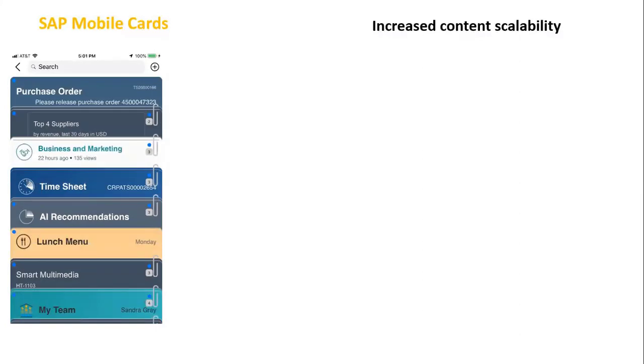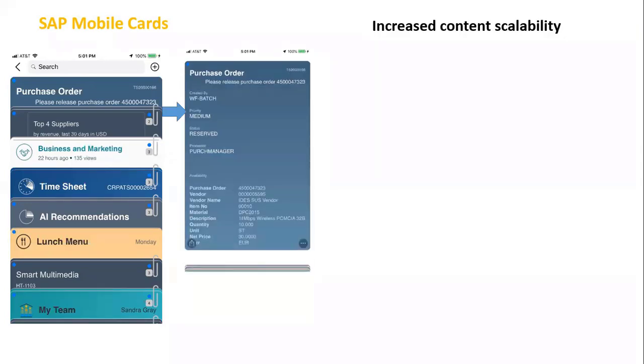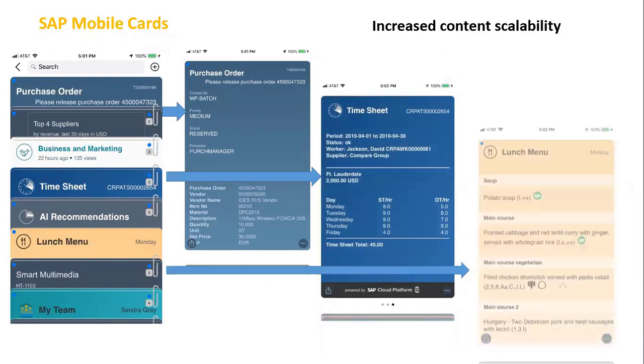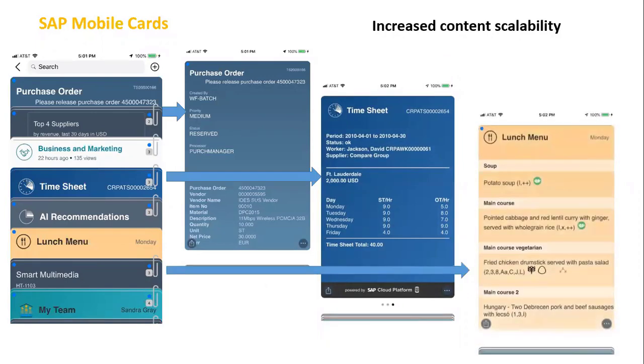Scalability has increased. Now SAP is introducing something called mobile cards. If you have seen the iOS Apple Wallet, this has a similar look and feel. Now instead of the tiles, you can have mobile cards, and each card represents a different app. This is for your purchase order app. This is how the timesheet app will look.